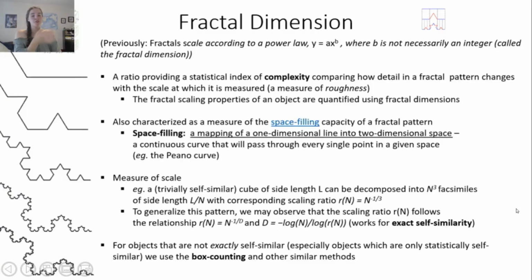And then to generalize that, we define our scaling ratio as n to the negative 1 over 3. So to generalize, the scaling ratio is actually n to the negative 1 over the dimension. And if you solve for that using logarithms again, you get d equals negative log of n, the side length, over log of the scaling ratio. And this works for exact self-similarity. And there are other ways to figure out the fractal dimension, including box counting and other methods.